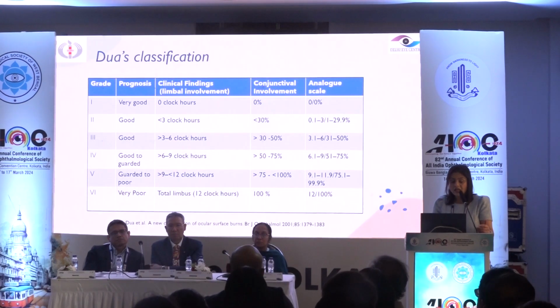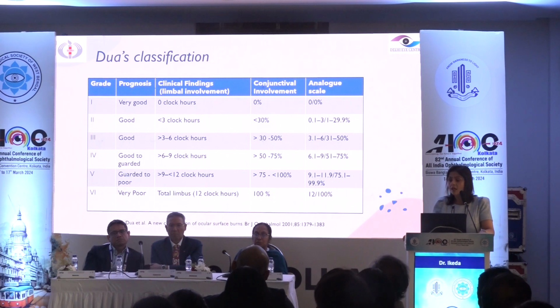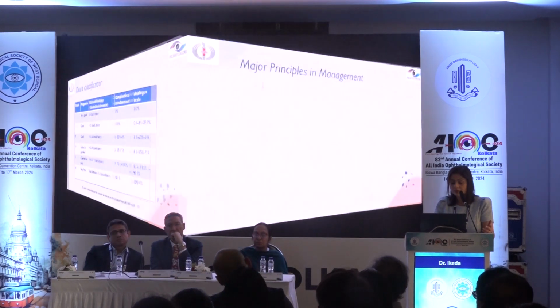Now, the most common classification that we use here is the Dua classification, which is based on the extent of the limbal involvement as well as the bulbar conjunctival involvement. A few fallacies in the Dua classification: it does not talk about scleral ischemia and intraocular pressure, but it helps us in clinically assessing the severity of the chemical burn.